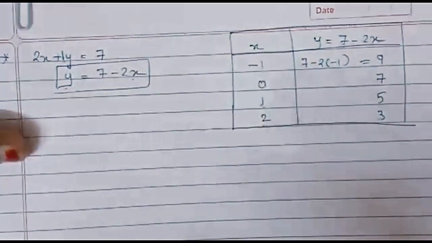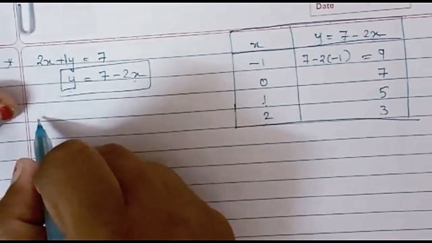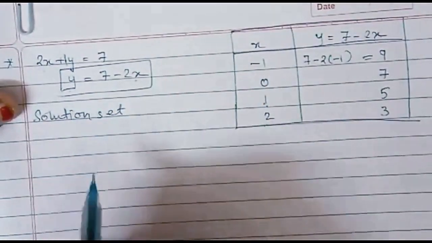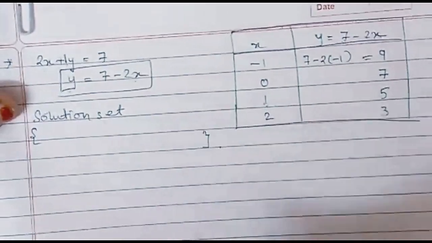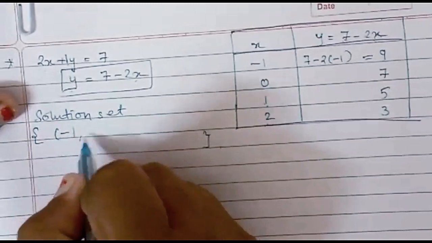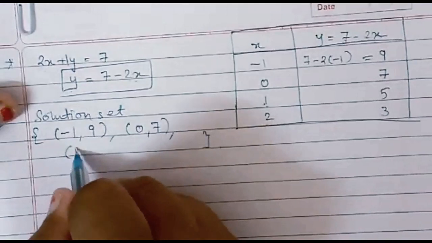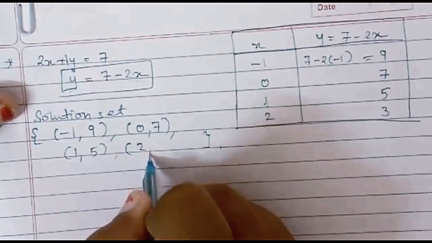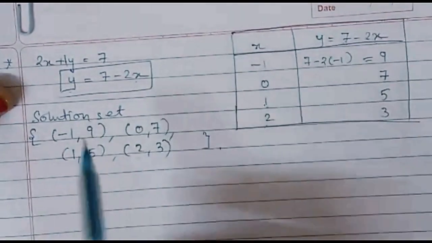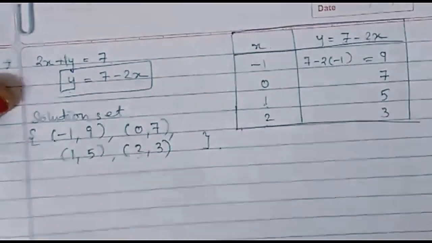In this way, I will get 4 different solutions. But after writing it in the table, you have to write in the format of ordered pair. So you will write the solution set. When you are using the word solution set, you have to use curly brackets like this. So the solution set for this equation is (-1, 9), second one is (0, 7), third one is (1, 5), and the fourth one is (2, 3). So we have got 4 ordered pairs, or I can say 4 solutions of this linear equation. If you like, you can find out a few more.